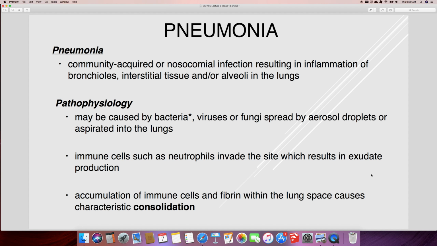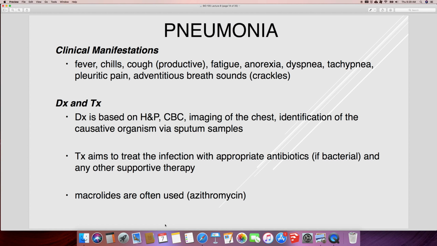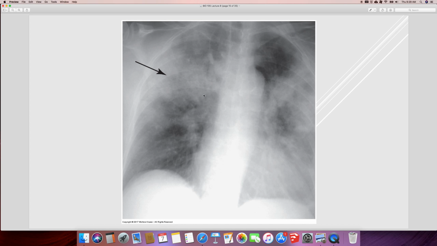And then, as immune cells continue to infiltrate in, fibrin will also be laid down to try to prevent spread. This will manifest as consolidation, which is basically just kind of this mass of immune cells and fibrin that you see on a chest x-ray. Okay.